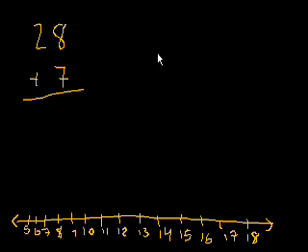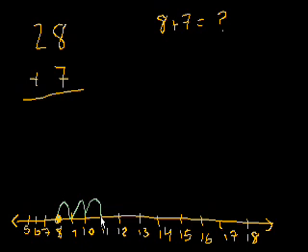We start at 8 because we're saying 8 plus 7, right? We want to figure out what 8 plus 7 is. So we start at 8, and we're going to add 7 to it. Let me change colors. So we go 1, 2, 3, 4, 5, 6, 7. Oh, that 15 shows up again. So 8 plus 7 is equal to 15.